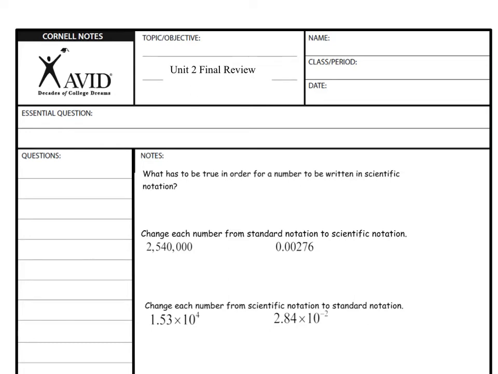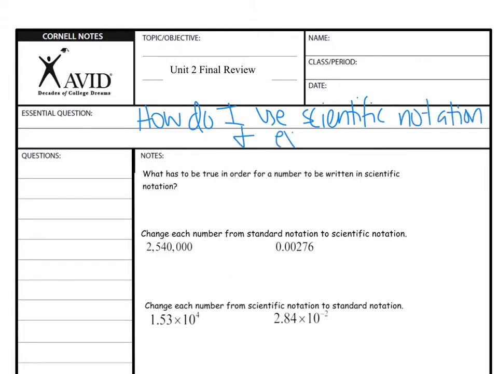The next unit we're going to study is Unit 2, which was at the beginning of the year. Our essential question for this is, how do I use scientific notation and exponents? We're going to start with scientific notation.